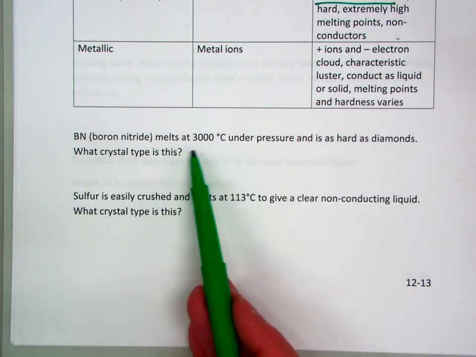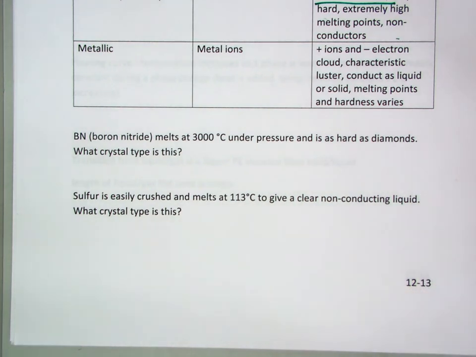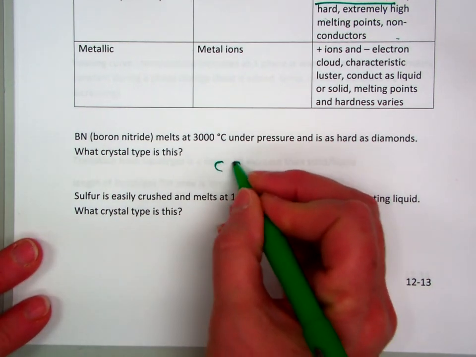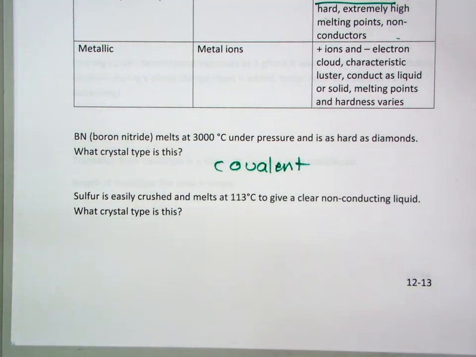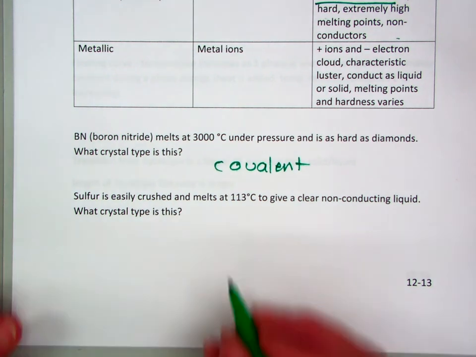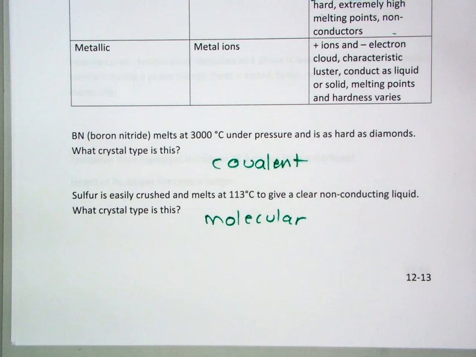Boron nitride melts at 3,000 degrees Celsius under pressure. It's as hard as diamonds. What type is it, class? Covalent. Sulfur is easily crushed. It melts at 113 degrees Celsius. Gives a clear, non-conducting liquid. What type is this? Molecular. So those are the kinds of questions you will see in the multiple choice format on the next test.